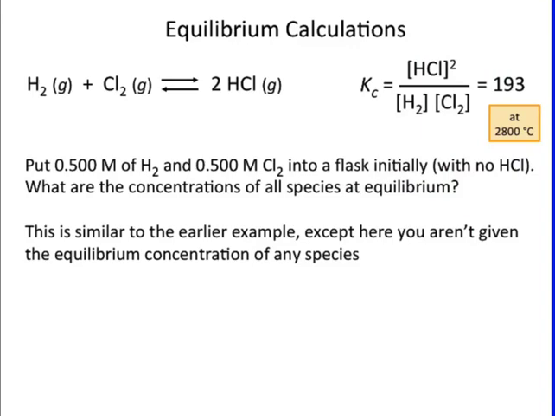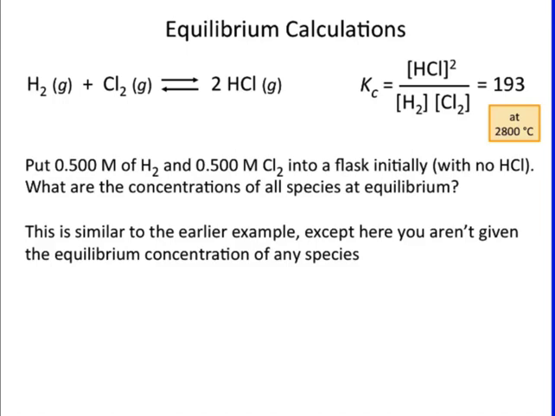So here's the setup. You've got some reaction, you have an equilibrium constant that you're given, and then you have some amounts of starting material. You put half a molar of hydrogen gas and half a molar of chlorine gas into some flask. There's no hydrochloric acid, no hydrogen chloride gas. What are the concentrations of all the species at equilibrium?